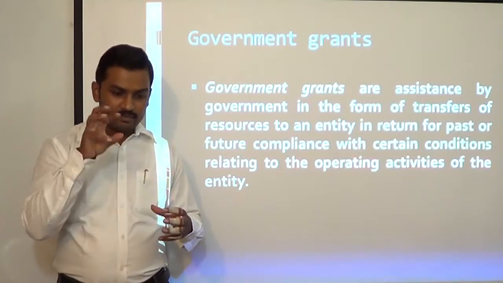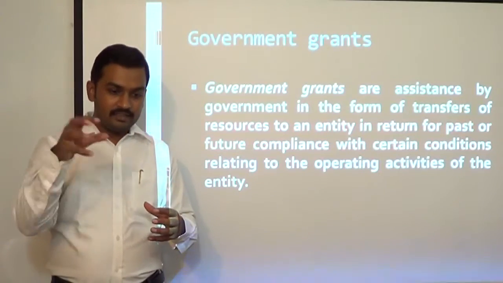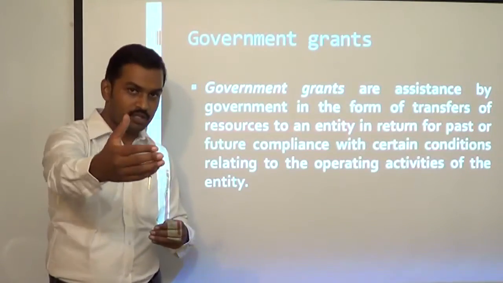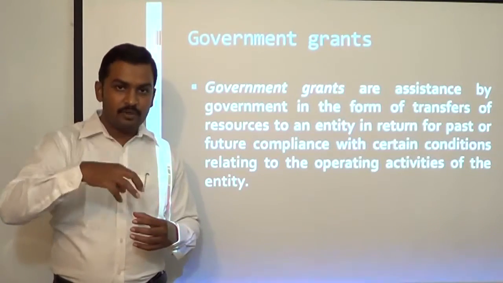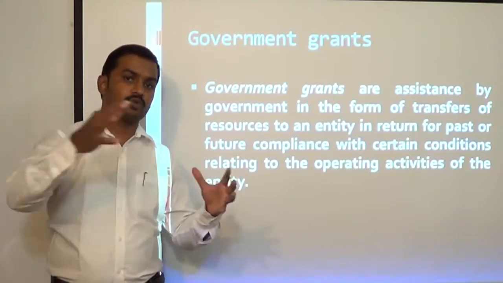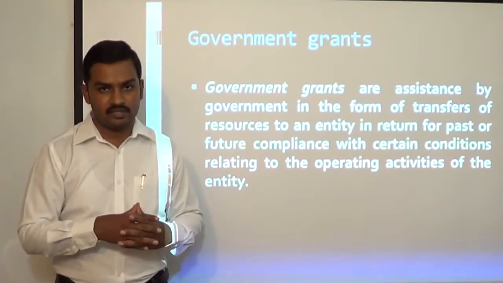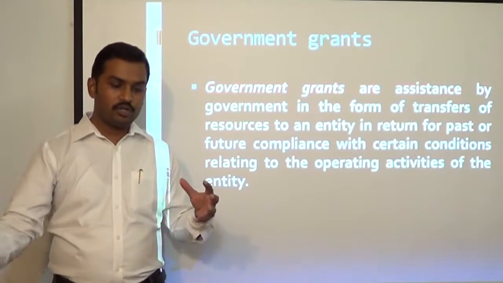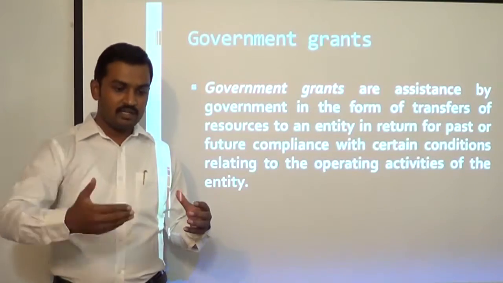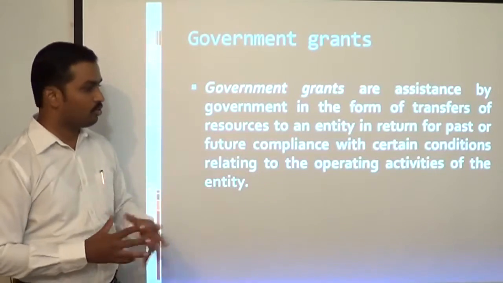That means there are some conditions laid down relating to the operating activities of the entity. These conditions might have been fulfilled in the past or they are going to be fulfilled in the future, and for such fulfillment of conditions the government is going to give you a grant, in the form of transfer of resources from the government to the entity. Resource can be cash or it can be some non-monetary assets as well. Okay, so the government is saying, boss, I'll give you a resource, you please comply with certain conditions relating to your operating activities. These conditions have been either fulfilled in the past or they are going to be fulfilled in the future. So such grants are going to be covered by the standard.